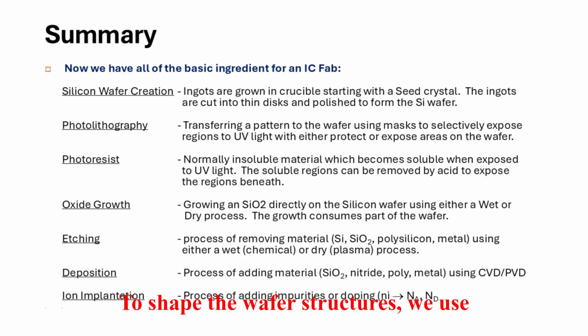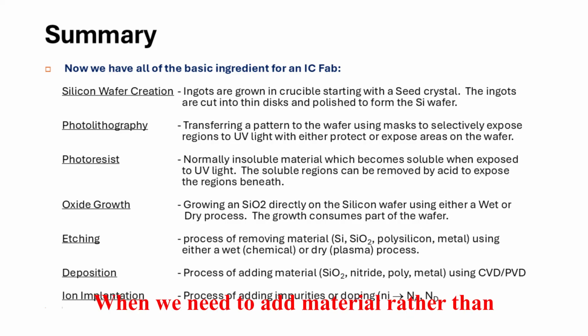To shape the wafer structures, we use etching. This is the process of removing material, whether it's silicon, SiO2, polysilicon, or metal. Etching can be done with liquid chemicals in a wet process, or with ionized gases in a dry plasma process.